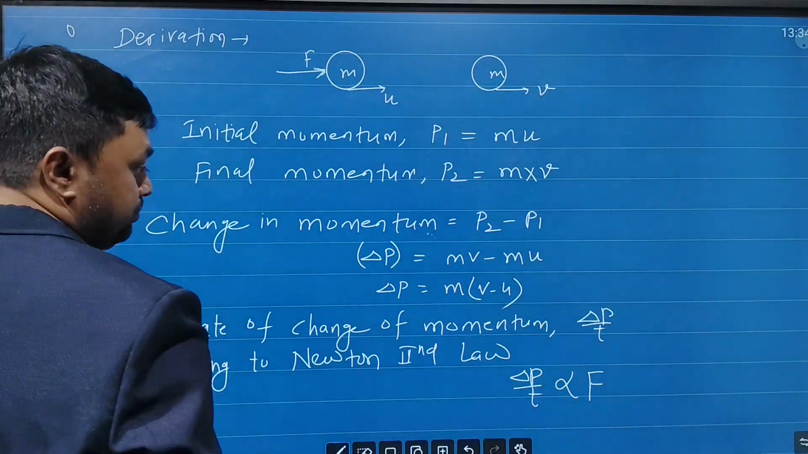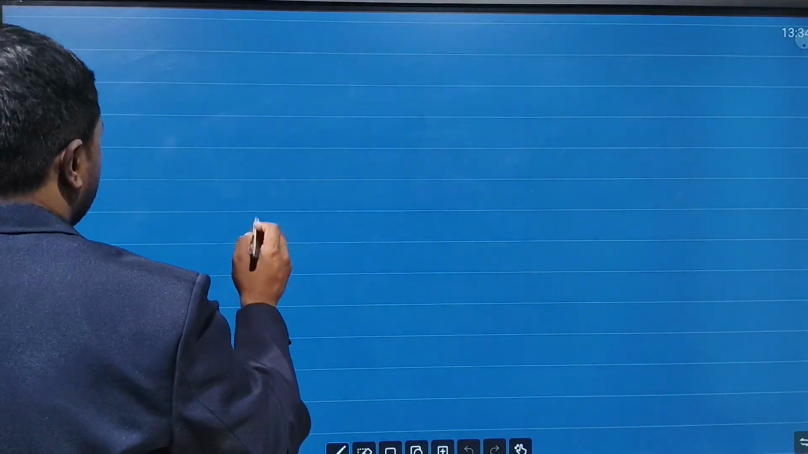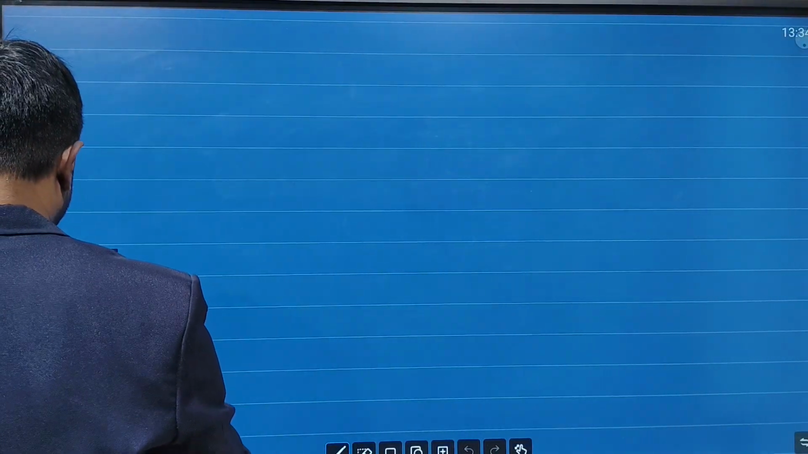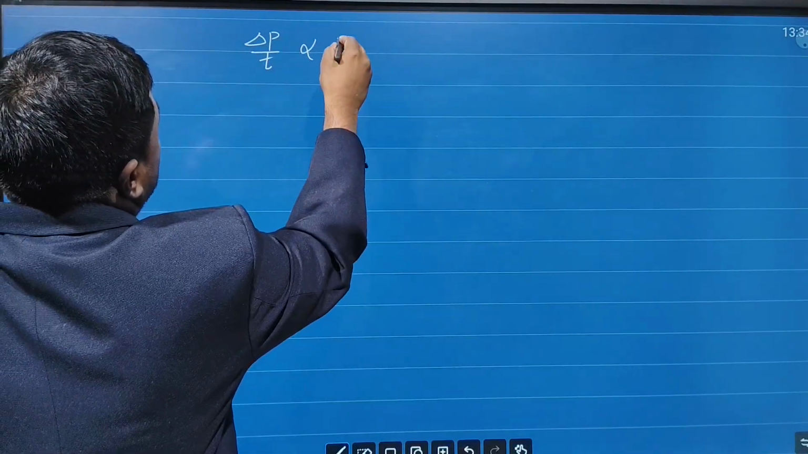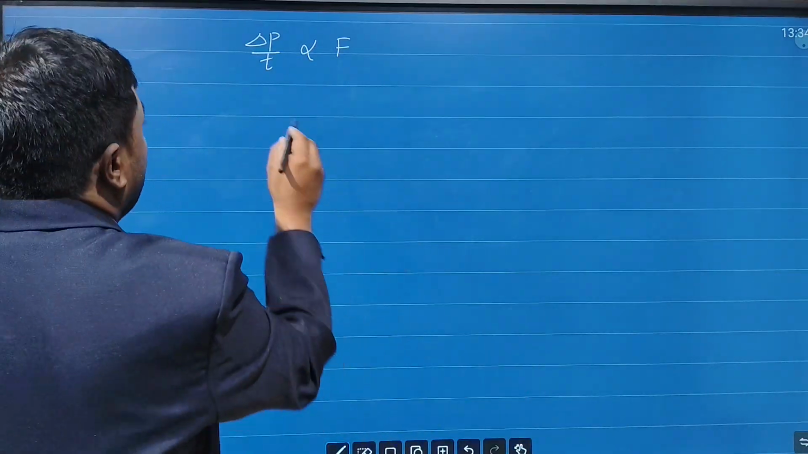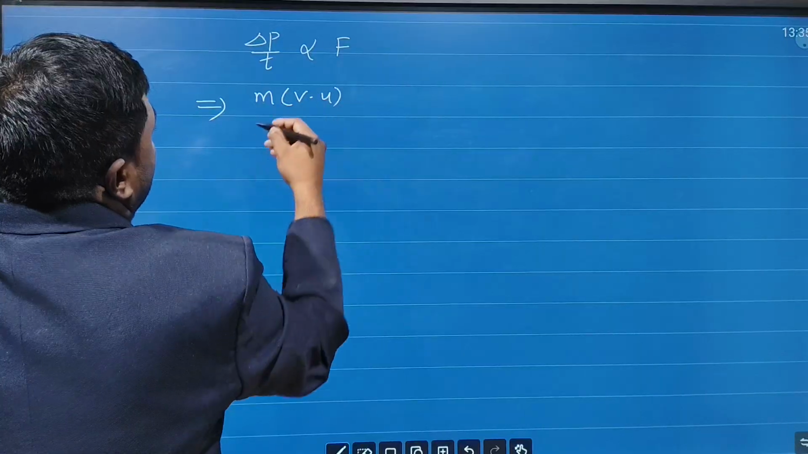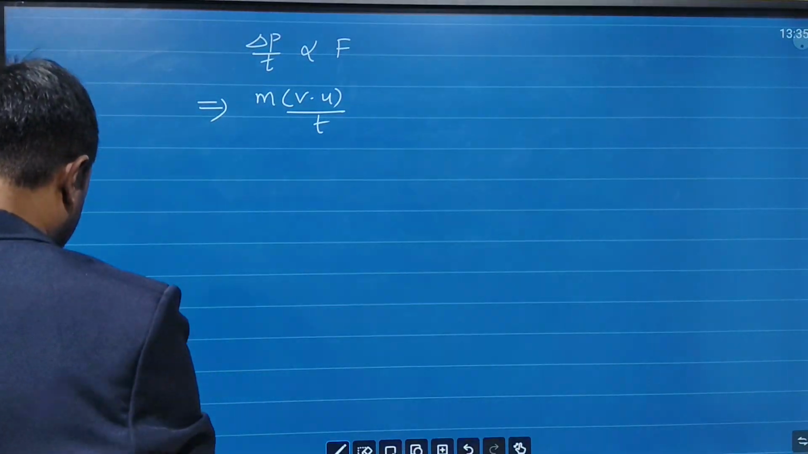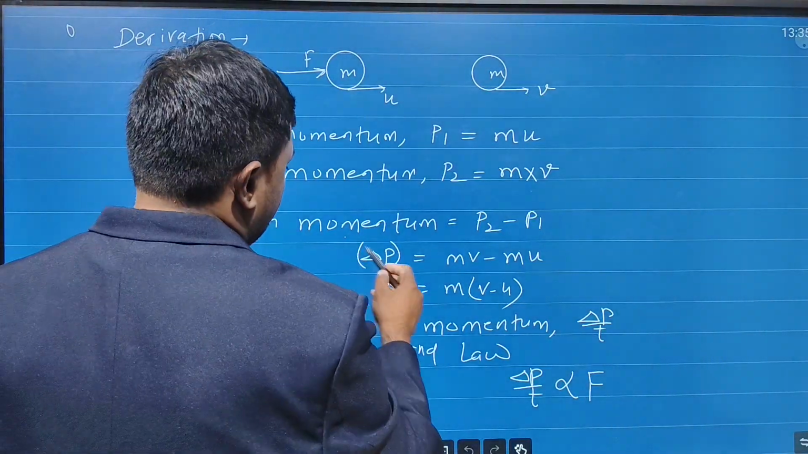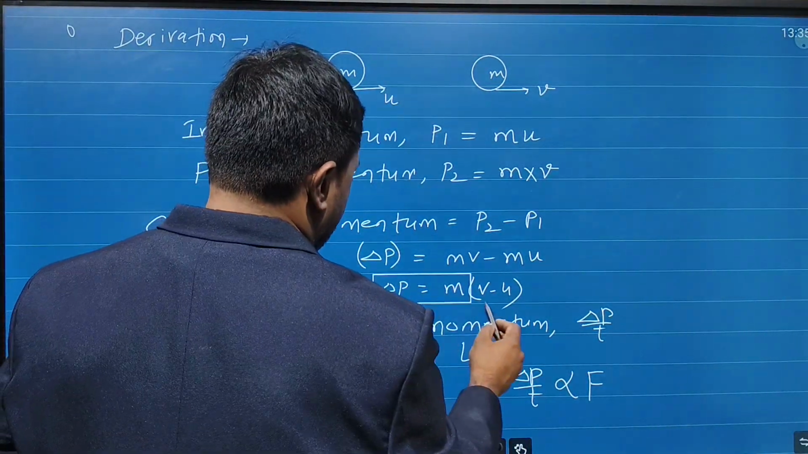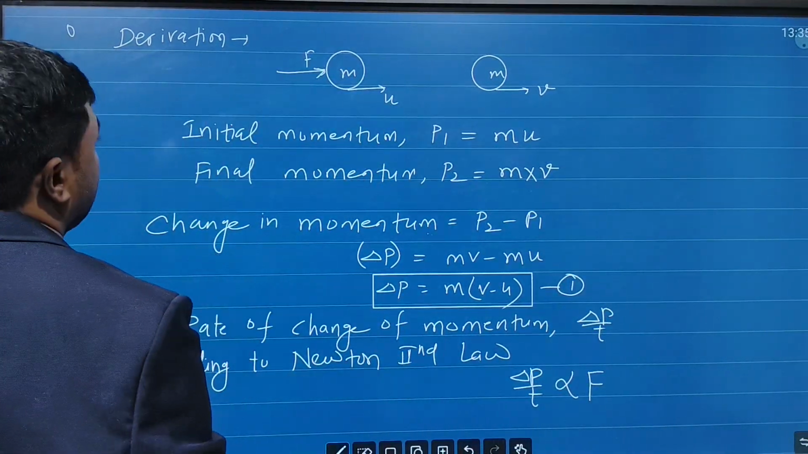We can continue here. So here you can see delta p by t is directly proportional to the force according to Newton's second law. Or we can write delta p is m into (v minus u) upon t. So you can see here what is delta p. Delta p is this, m times (v minus u). So you can write using equation 1. Now using equation 1.